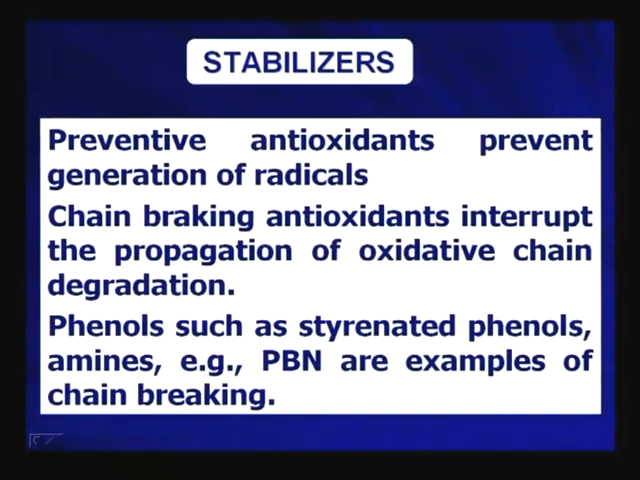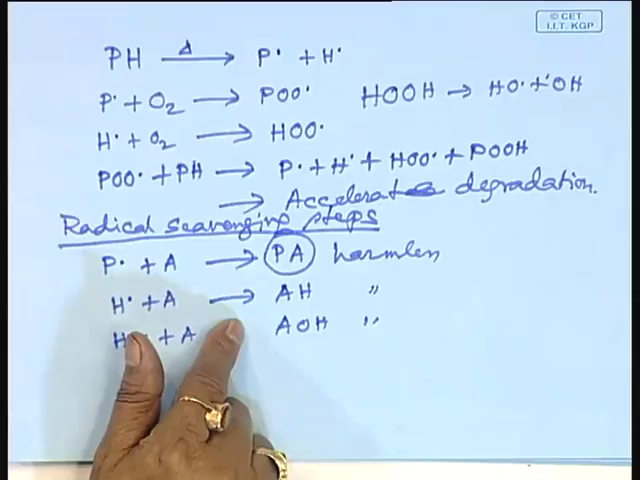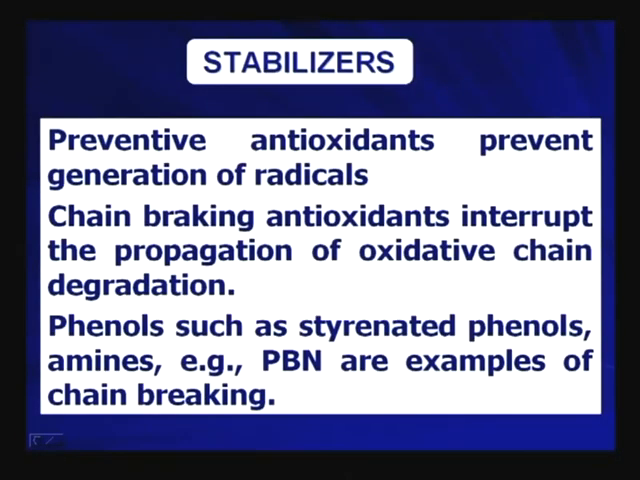Chain breaking, oh, here the spelling is wrong. It should be BREAKING. Chain breaking antioxidants means they will break the chain reactions. Degradation reactions are chain-like, non-stop reactions, and that is called a chain reaction. That degradation chain will be broken by such radical scavenging steps. Radical scavenging is called chain breaking reactions, and it interrupts the propagation of oxidative chain degradation.